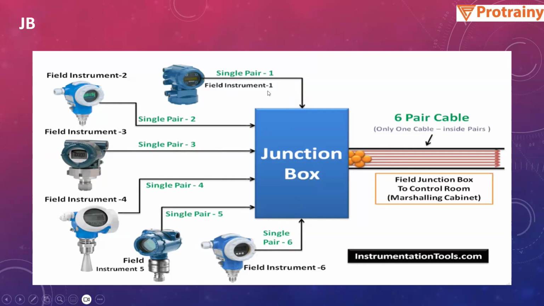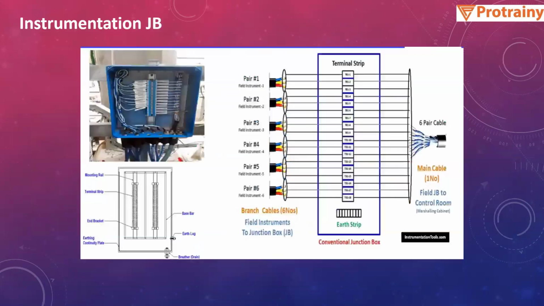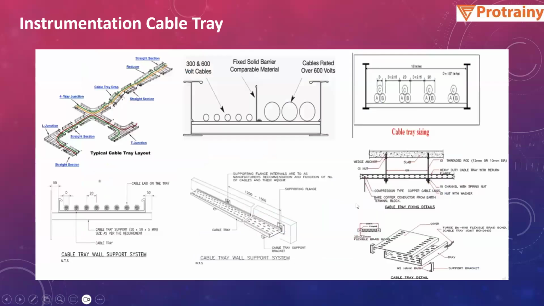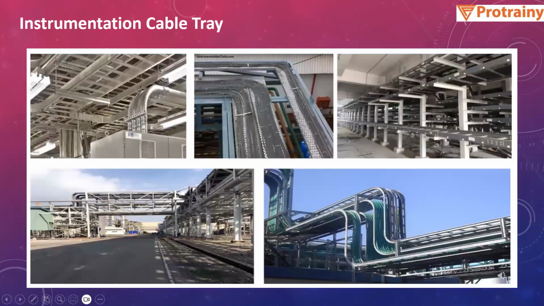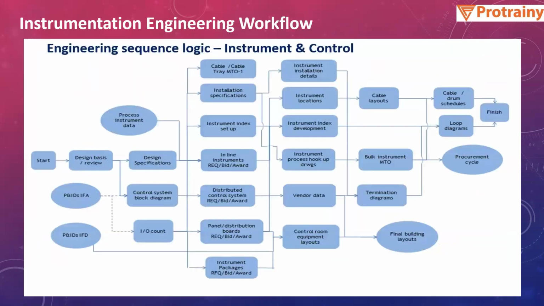So junction box, you can see that 6 instruments are connected to the junction box, and there are 6 individual lines or cables. And from the junction box, only one cable will actually feed to the marshalling cabinet. So you can see over here, 6 individual field instruments are there, and the output is in a 6 pair cable. Then we have instrument cable tray for carrying the instrument cables. So these are the instrument cable trays, and this is the logic.